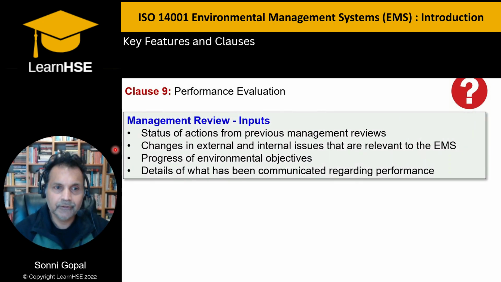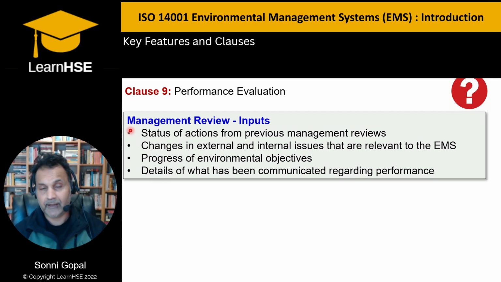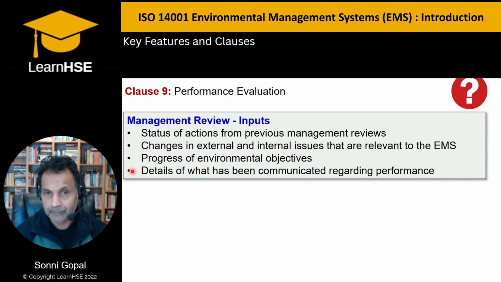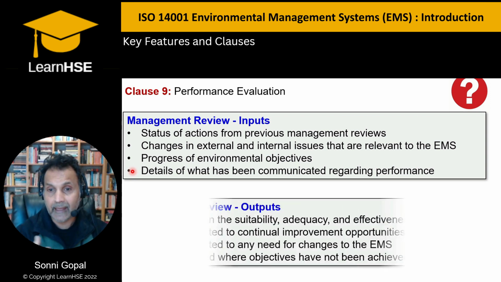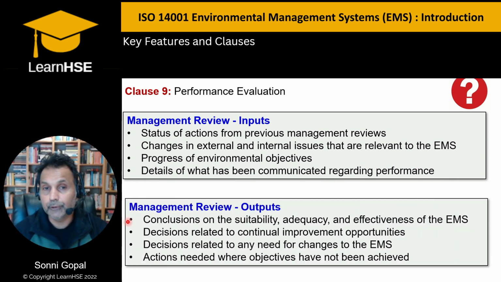On performance evaluation, here we're looking at management review and input side. These are things such as what is the status of actions from previous management reviews? Are there any changes in external and internal issues that are relevant to the EMS? What is the progress on the objectives? And what details have been communicated regarding performance? Those are input side. On the output side, we can look at things like the conclusions on the suitability, the adequacy and the effectiveness of the EMS. Are there any decisions related to continual improvement opportunities? What are the decisions related to any need for changes to the EMS and any actions where it's needed for objectives that haven't been achieved?